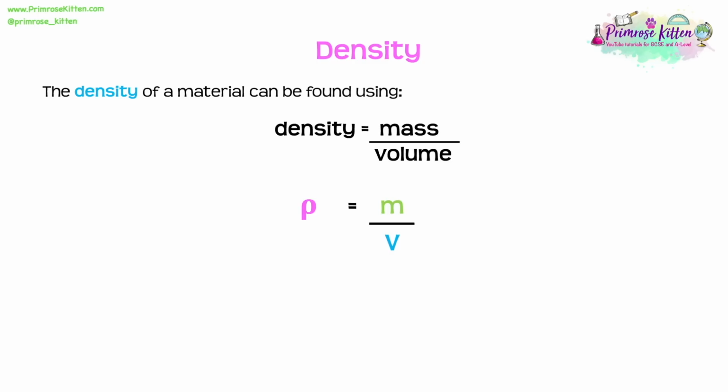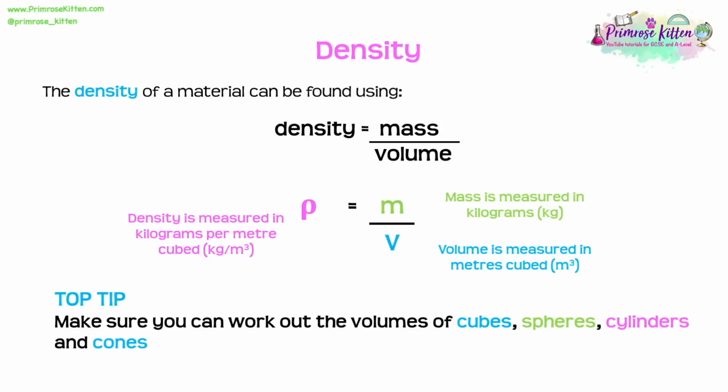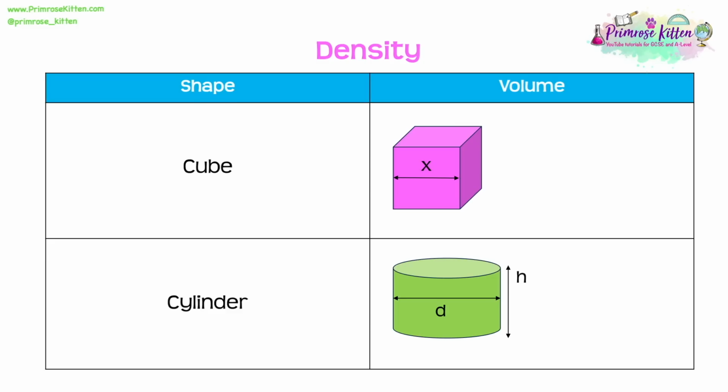We need to know that density is generally measured in kilograms per metre cubed, mass is measured in kilograms, and volume is measured in metres cubed. Now, to be able to calculate density in the exam, we're often going to be asked to calculate the volume of different shapes. So we need to make sure that we can work out the volumes of cubes, spheres, cylinders, and cones. Let's remind ourselves of how we calculate these volumes and make sure you learn these formulas.